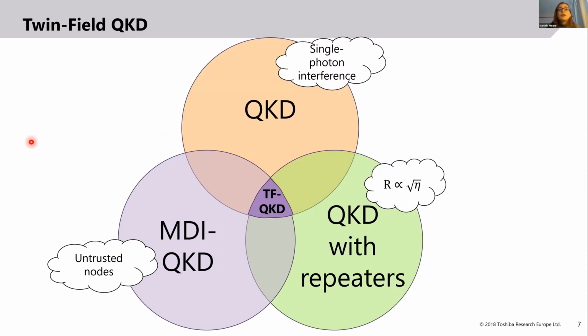So twin-field QKD takes really good characteristics from other QKD architectures. From QKD, it takes single photon interference. However, it maintains the untrusted nodes that we see in MDI QKD, and then it gives us a similar result to repeaters, where the square root of the transmissivity is proportional to the key rate.